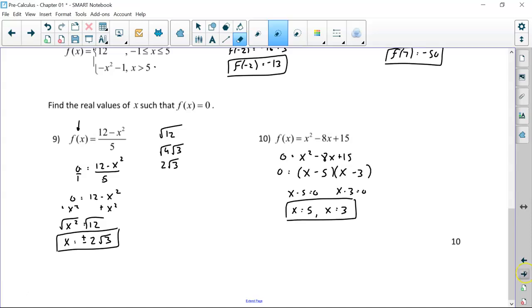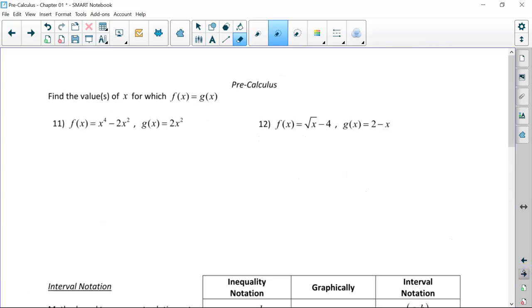On the next page, the values of x that make f of x equal to g of x. So what we're going to do is we're going to set them equal to each other. So x to the fourth minus 2x squared equals 2x squared. In order to solve this polynomial, we're going to get the equation equal to 0. We're going to subtract 2x squared from both sides. So we get x to the fourth minus 4x squared equals 0.